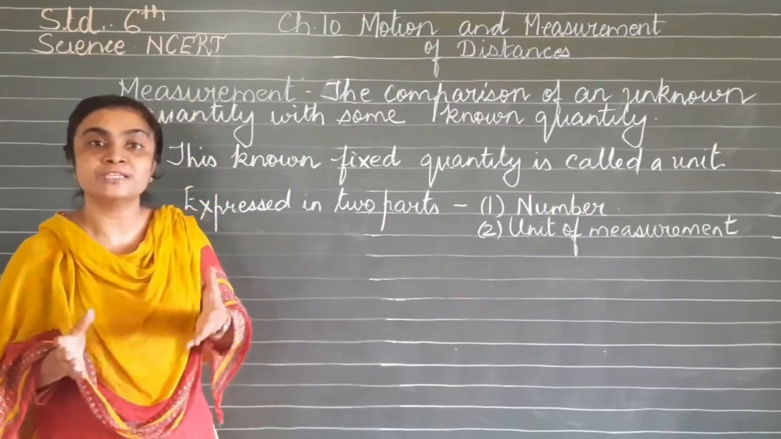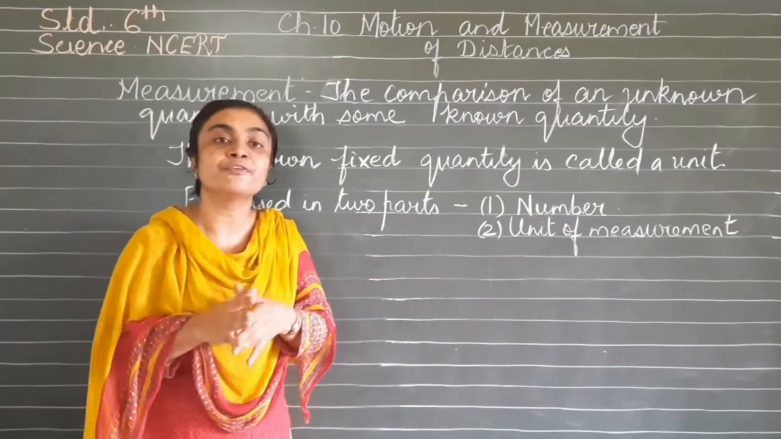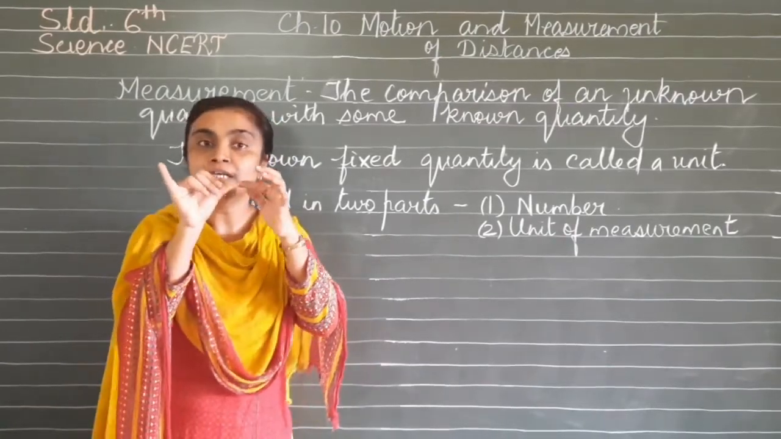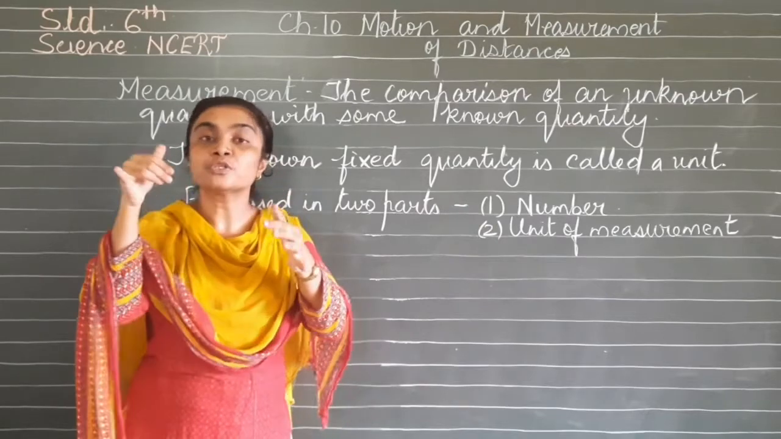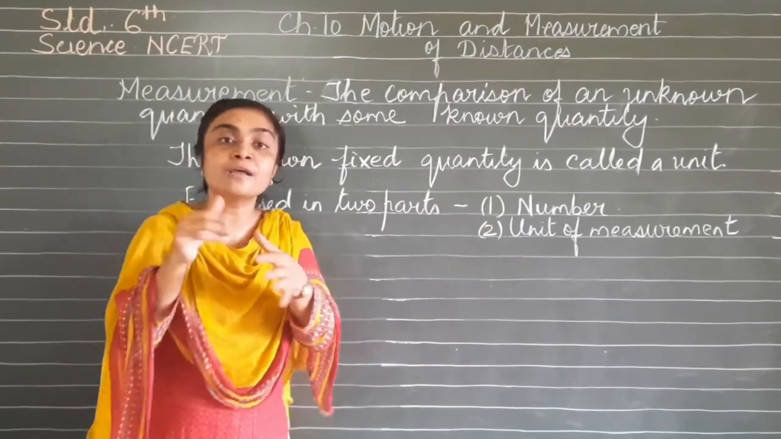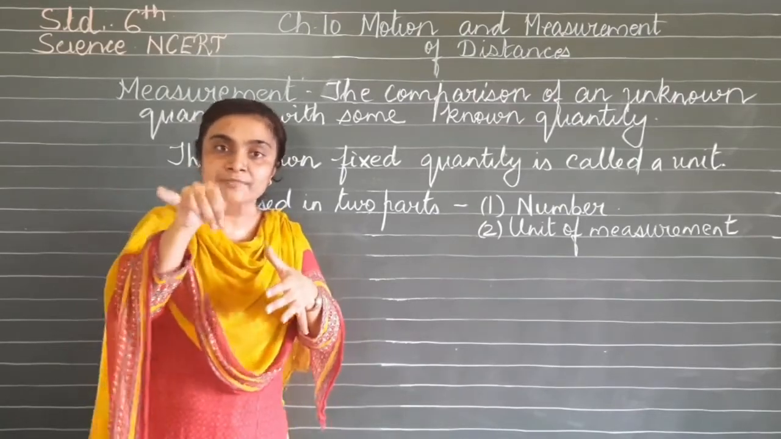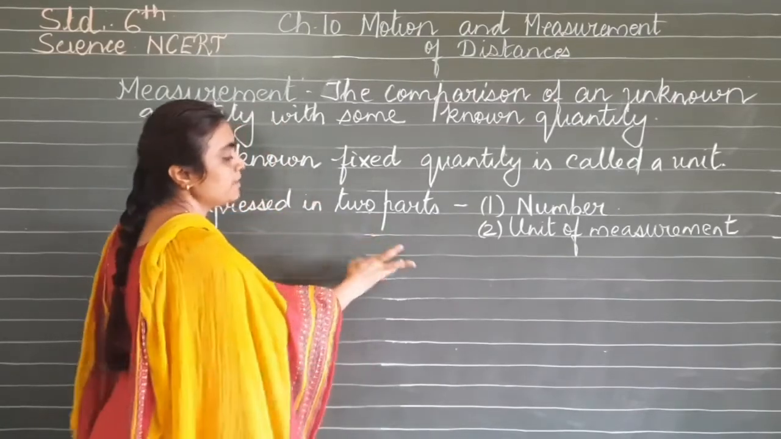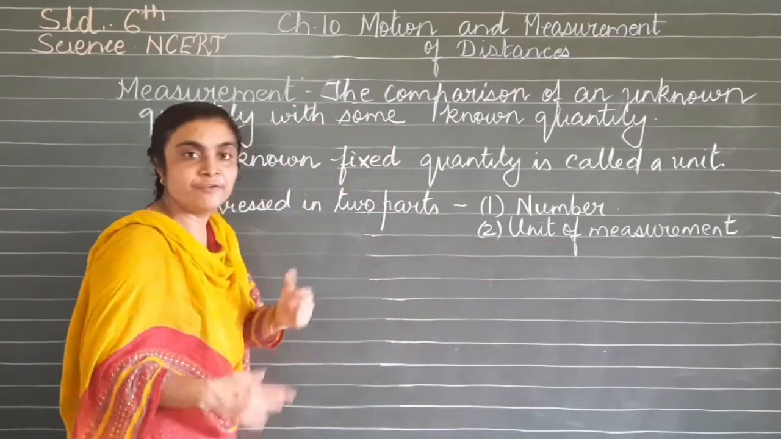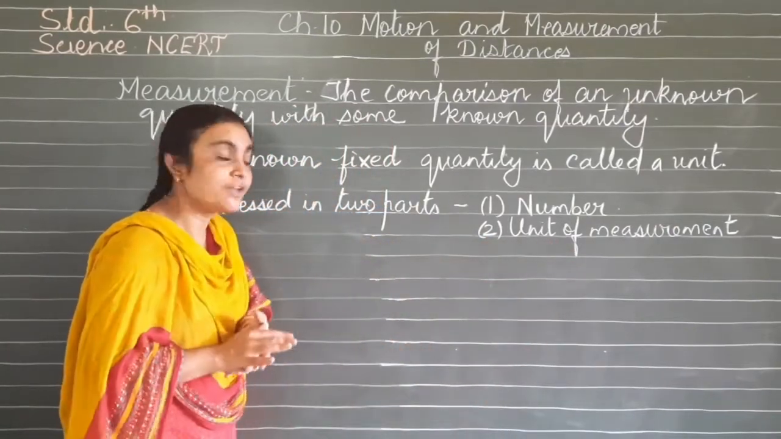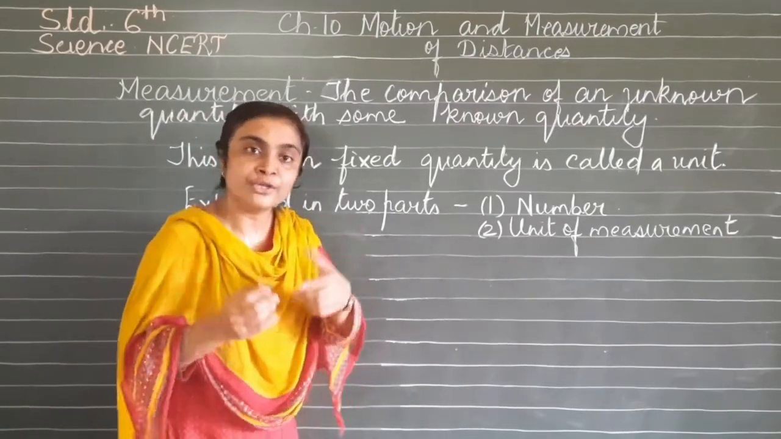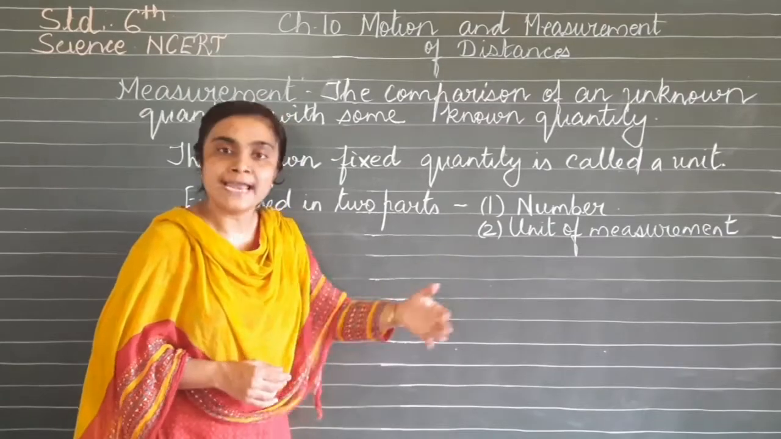If you are measuring a desk with the help of your hand span, from finger to the tip of the thumb, suppose there are 4 hand spans. You will measure 1, 2, 3 and 4. Suppose this is the length of your table. So what is the number, and what is the unit? 4 is the number, and you are using a hand span as the unit.